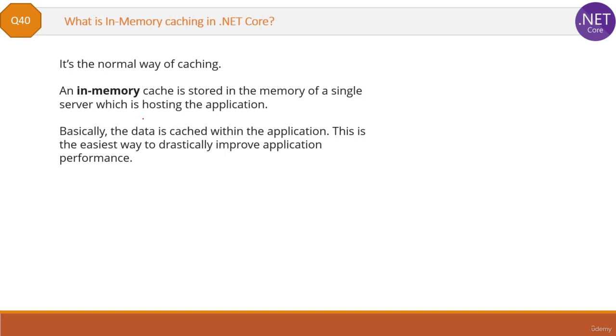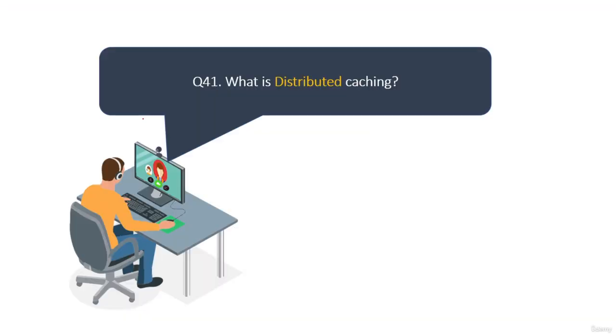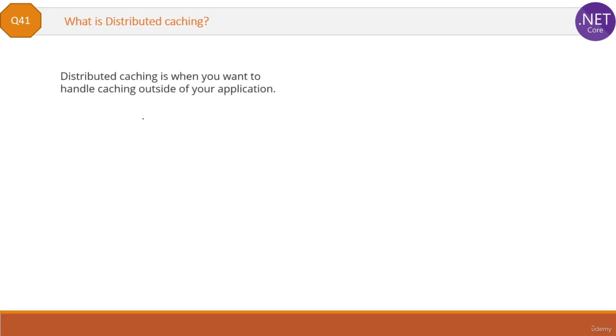But then comes distributed caching. What is distributed caching? Distributed caching is when you want to handle caching outside of your application. So suppose you have an enterprise level application and there are a lot of data which you want to cache and you want to maintain a different server for that, then you will use distributed caching. So in this case, you will not store the temporary storage or cache in the same application server.